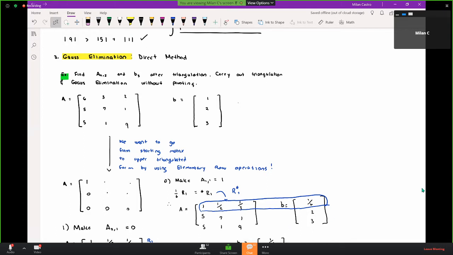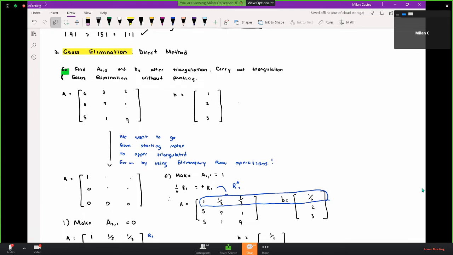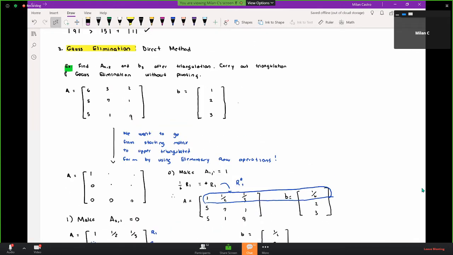Okay, cool. All right, so for Gauss elimination, this is going to be a direct method. I think this is probably one of the more tedious methods to do. So here we go. Given this A matrix and this B vector, let's calculate the triangulated matrix and find A22 and B3.